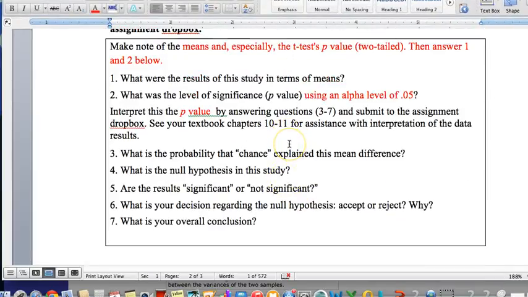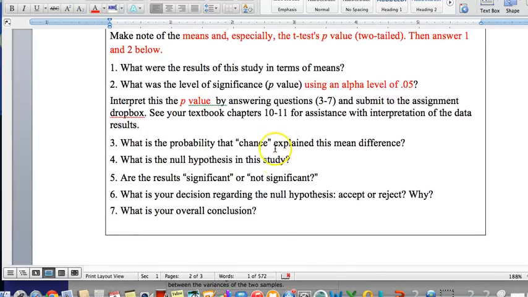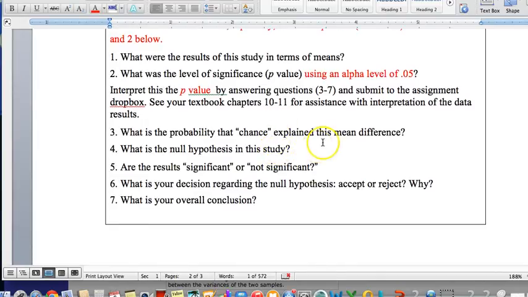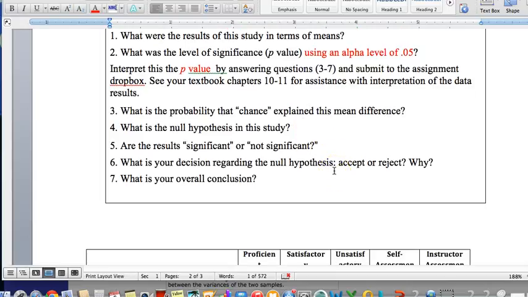Okay? So what's the probability that chance explained this difference? Well, it would be at least 50%. 0.5 times 100 would be 50%. So what is the null? We already know the null hypothesis. Are the results significant or not significant? They are not significant. And what is your decision regarding the null hypothesis? Well, this time, because it's not significant, the null hypothesis would be accepted, because we're basically saying, yes, the groups are the same. The overall conclusion would be there are no differences between the two groups.